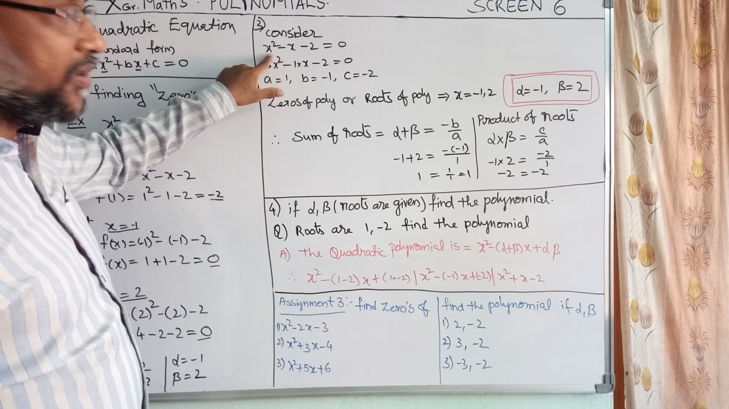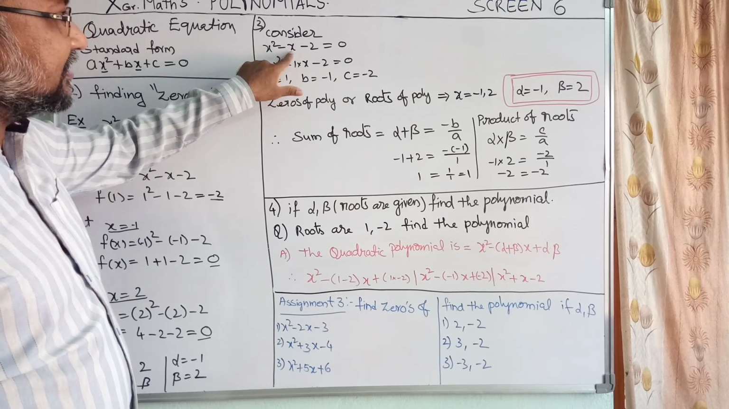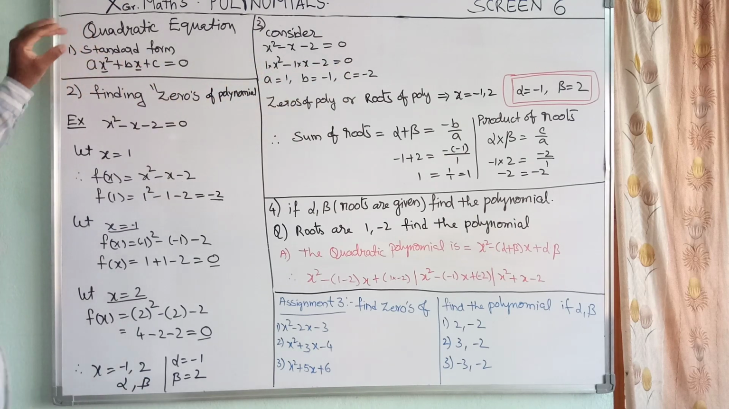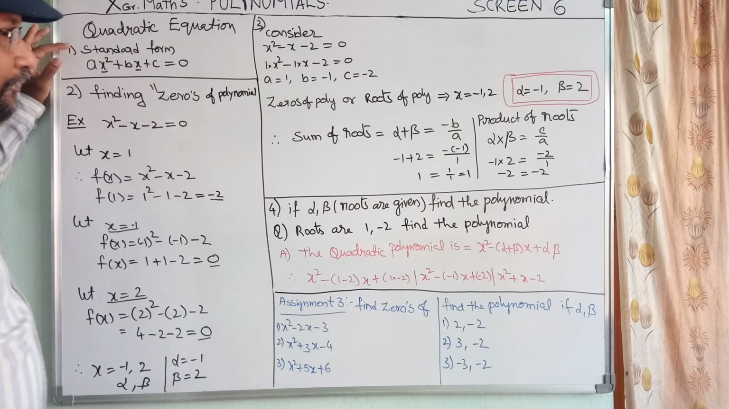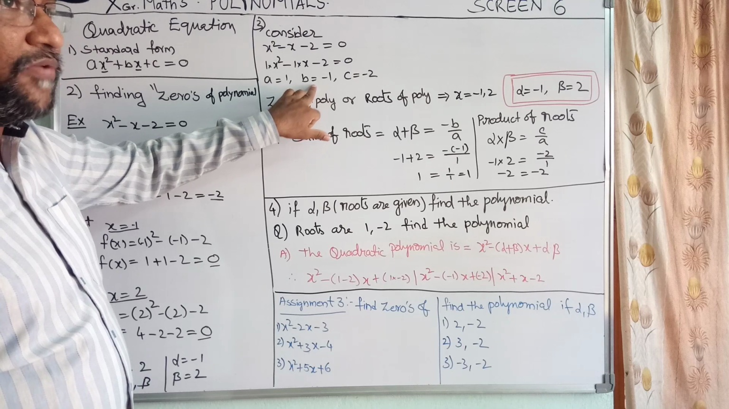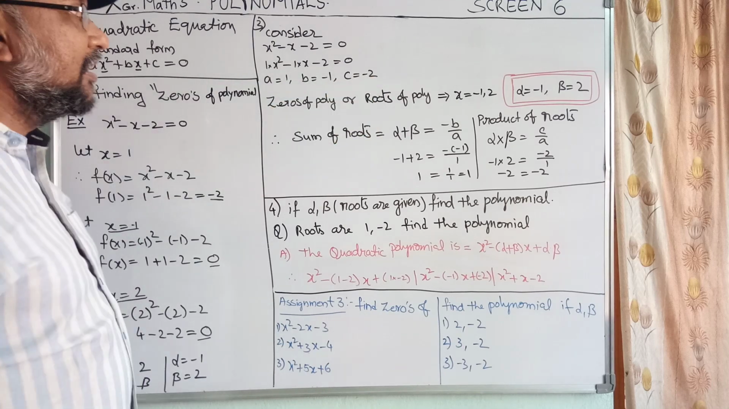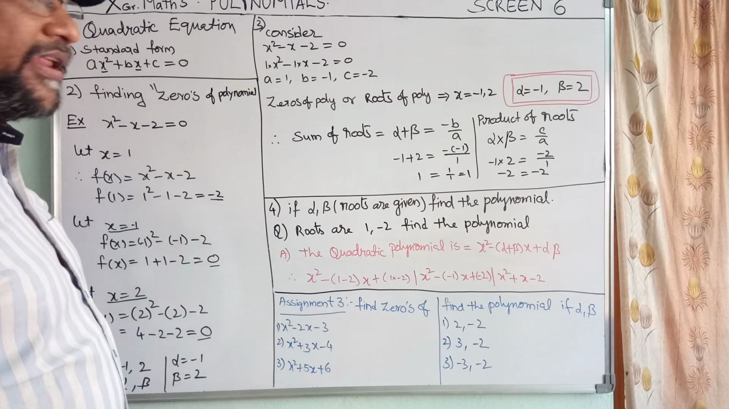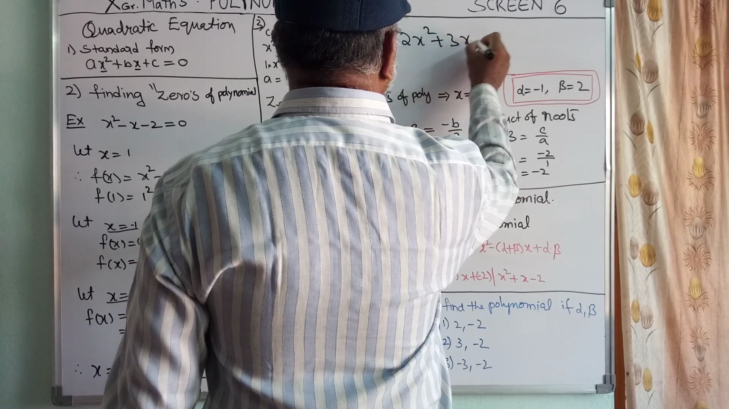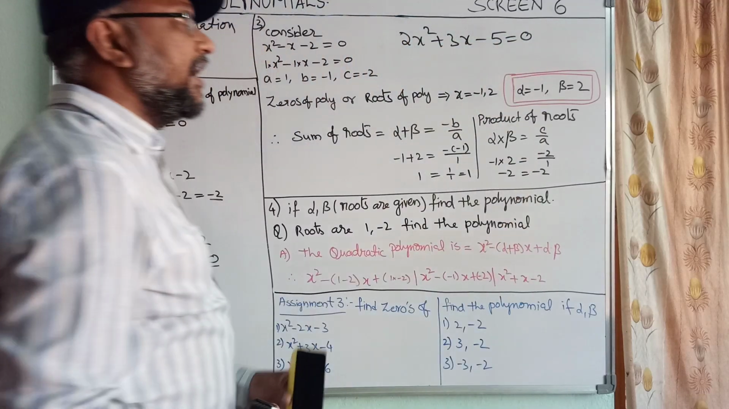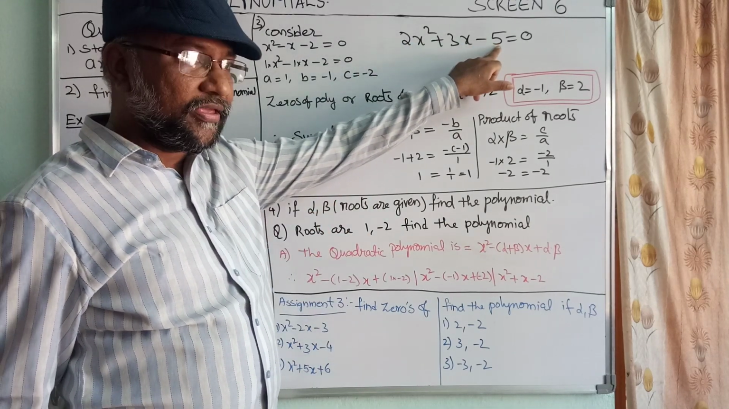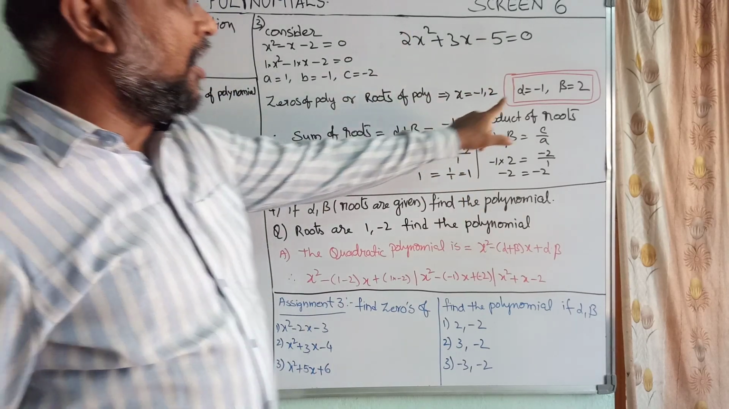Now the third point: take the polynomial x² − x − 2 = 0. Actually x² is multiplied by 1, x is multiplied by −1, and −2 is as it is, equal to 0. We are turning the polynomial into standard form. Therefore, in place of a we have 1, in place of b we have −1, and in place of c we have −2. For every quadratic equation, for example 2x² + 3x − 5 = 0, there are 5 values: a, b, c, and 2 roots, alpha and beta.